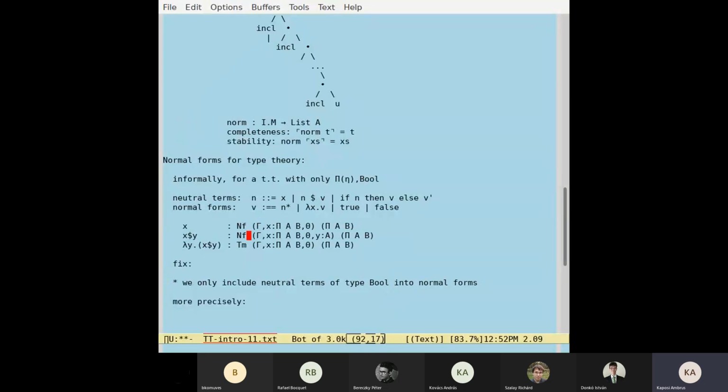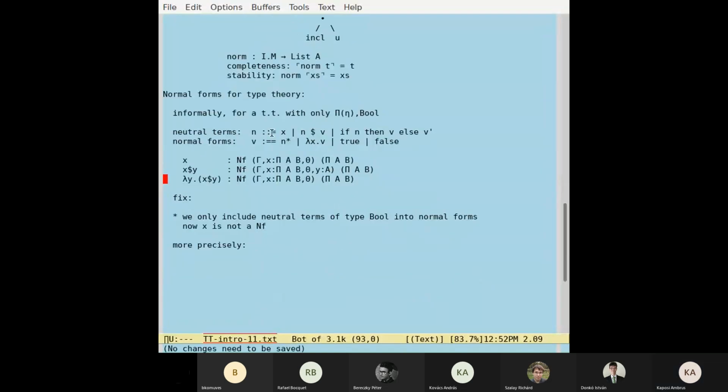So previously these were all normal forms. But now x is not a normal form. And then for that version of this where the star is here, I can really prove this. I can define this normalization function, and I can prove completeness and stability of this.